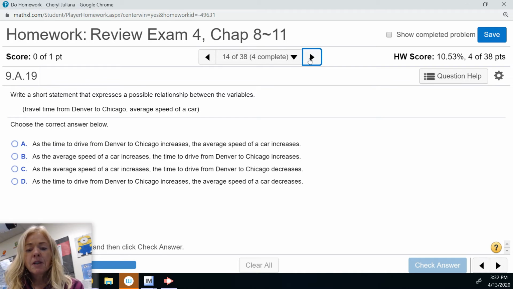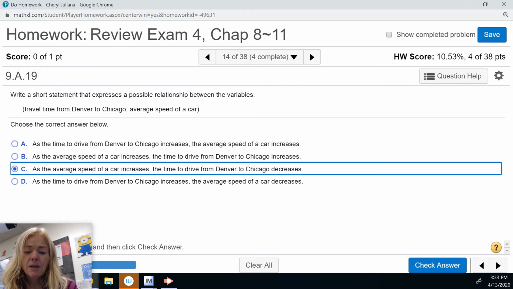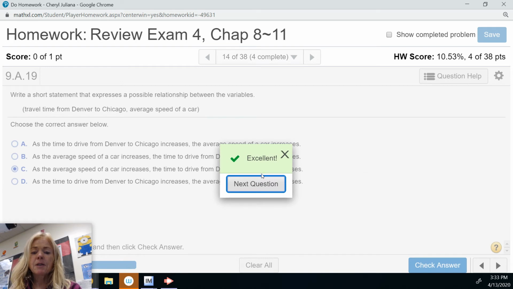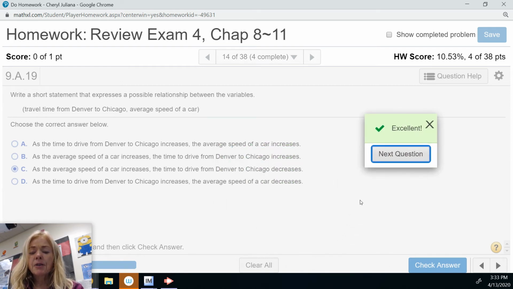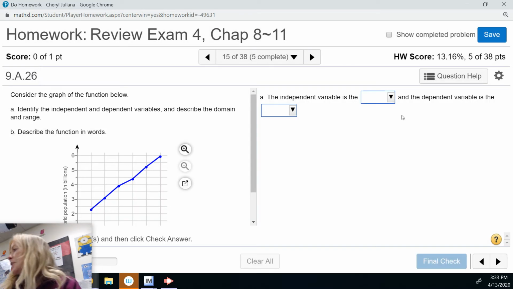So the time is independent, whereas the speed is dependent. So let's see, as the average speed of the car increases, time is going to decrease. I'm guessing C. All right, so I think that's right. Let's check the answer. All right, so the average speed of the car increases and then the time will decrease, because the faster you go, like I said earlier.